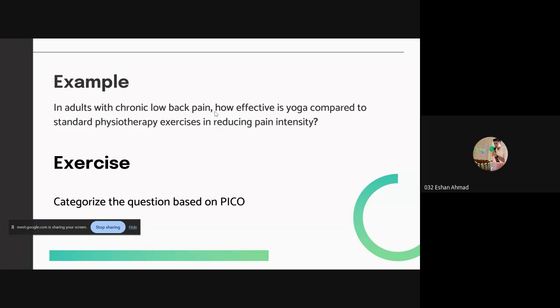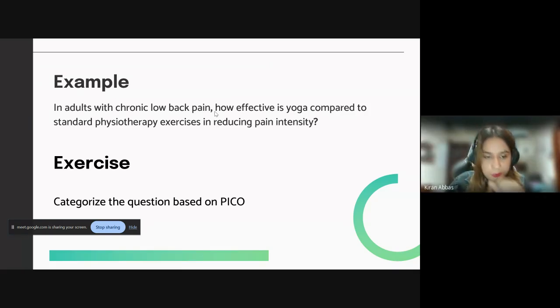So, based on the guidelines, the population would be adults with chronic low back pain. Then the intervention would be yoga or standard physiotherapy exercises, and you're comparing those two. So, comparison would be that, and then the outcome would be reducing pain intensity. I think so. Okay. Thank you. Ishan, thank you so much.